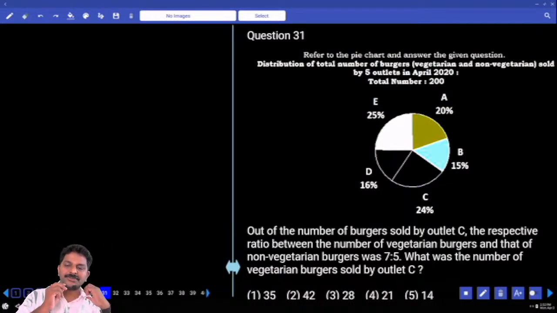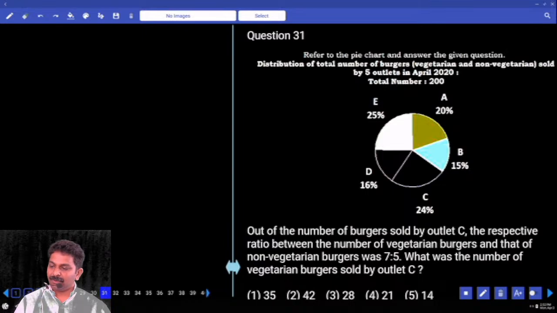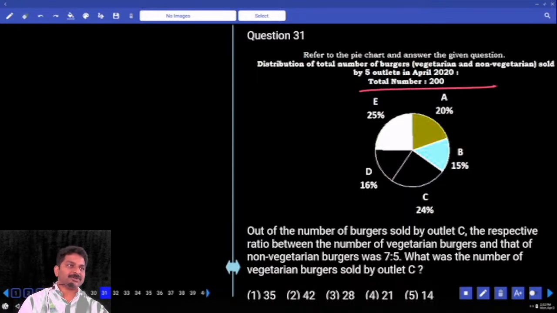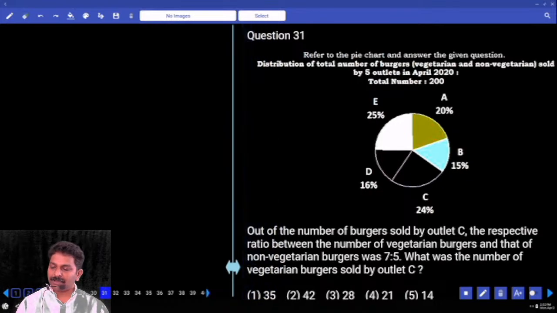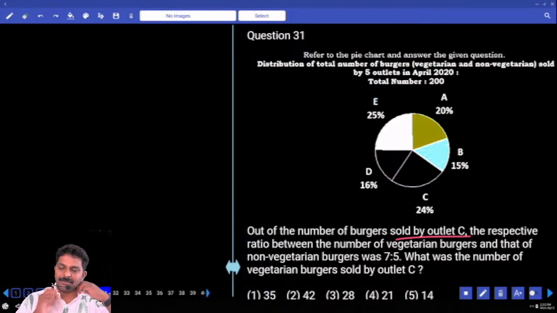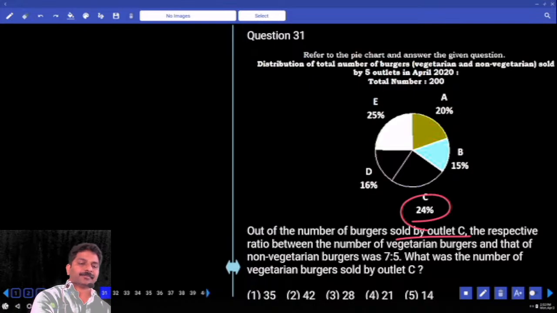Question 31. Distribution of total number of burgers. In total we have 200. 100% is equal to 200. So each percent, easily we can convert it, right? Whenever we want, we can convert. Out of total number of burgers sold by outlet C, outlet C, total how much we have?